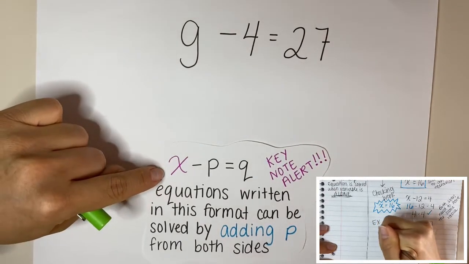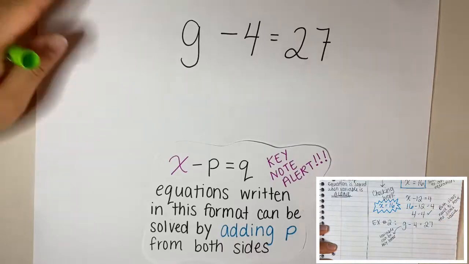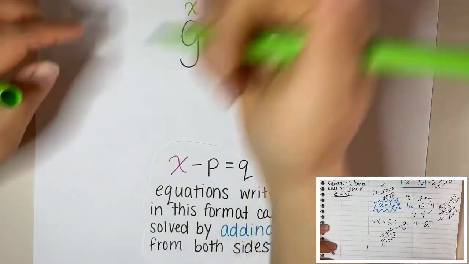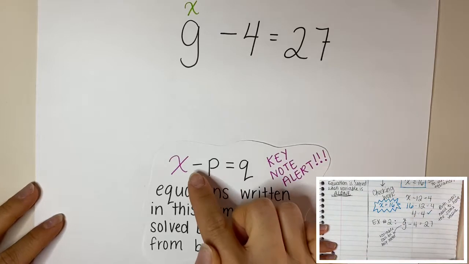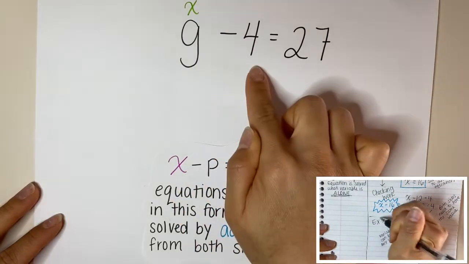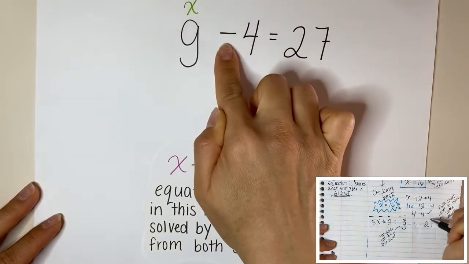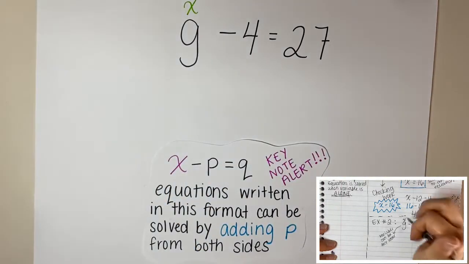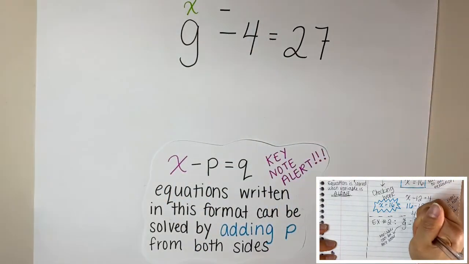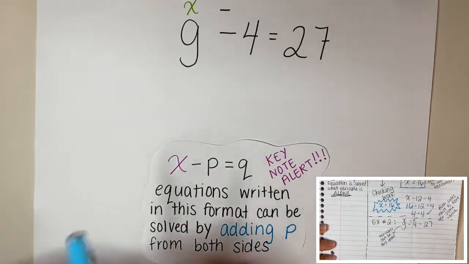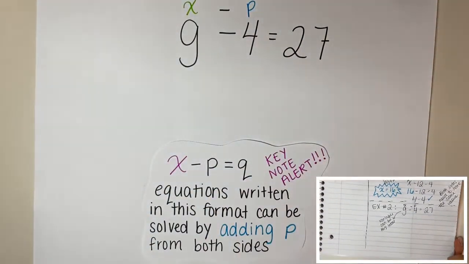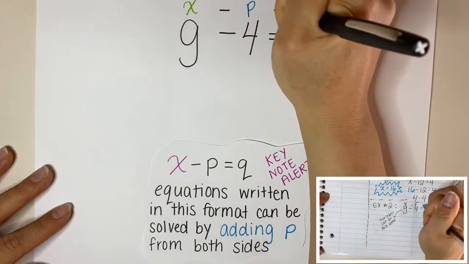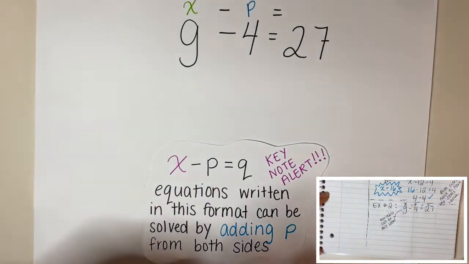We have our variable x, we have a variable g, so we have a variable. I'm looking for a number being subtracted from my variable, and I see that here. The 4 is being subtracted from the variable, so the 4 plays the role of p. And then q is by itself, same with the 27, so that plays the q.